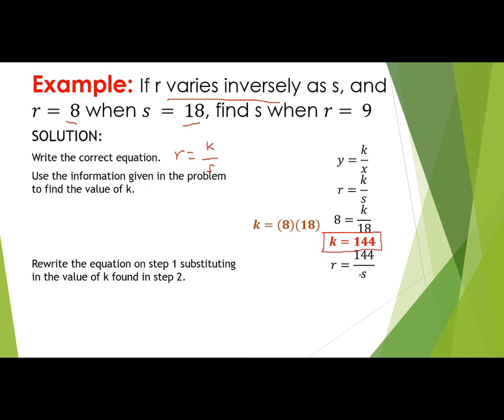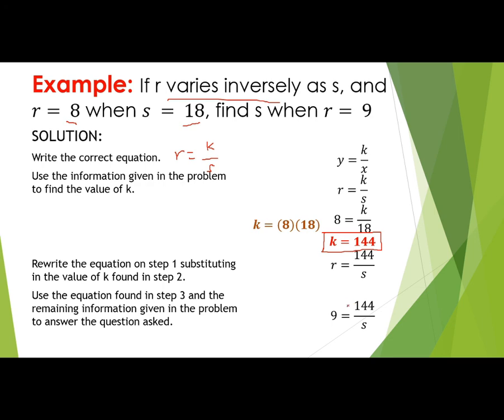After we get the constant, we substitute 144 into the k. So, r is equal to 144 over s, and r is 9. So, we cross multiply, 9s equals 144. Then, we divide by 9. We divide by 9. 144 divided by 9 will get 16. So, the value of s is equal to 16 when r is equal to 9. Okay?